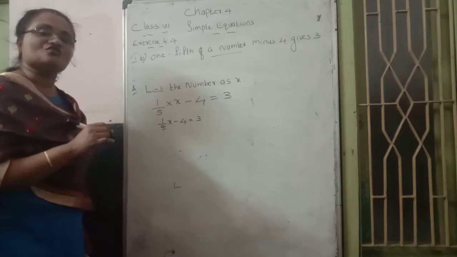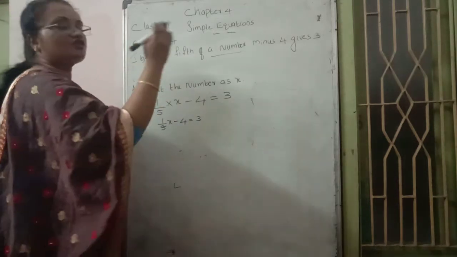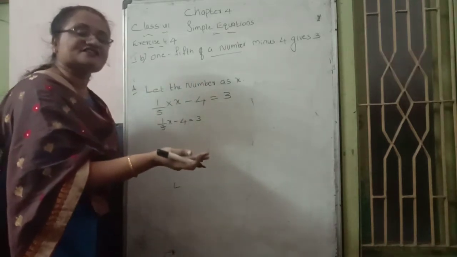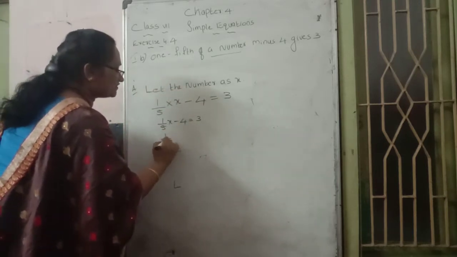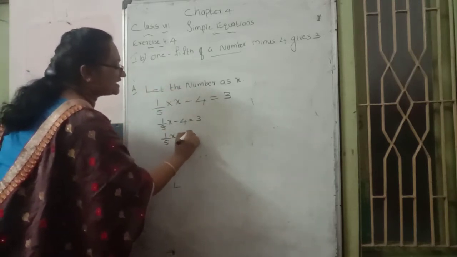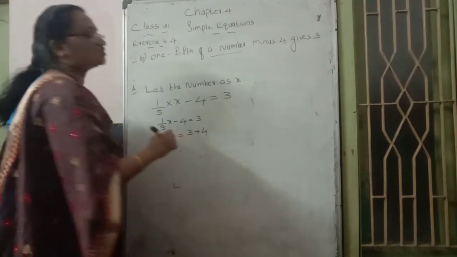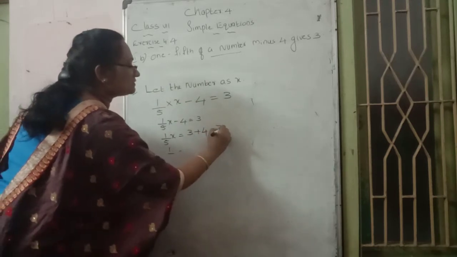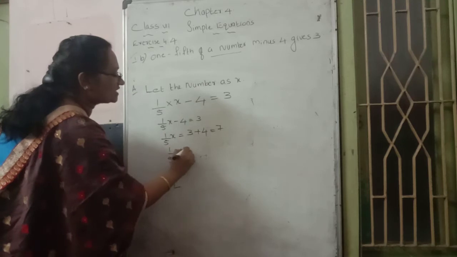Our aim is to find the x value. How to find the x value? First, the minus 4 constant term, send to the opposite side. Minus 4 goes to the right side, change it to plus 4. Add with the right side 3. So 1/5 x is equal to the right side number 3. Minus 4 goes to the opposite side, comes to be plus 4. So 1/5 x equals 3 plus 4, which comes to be 7.